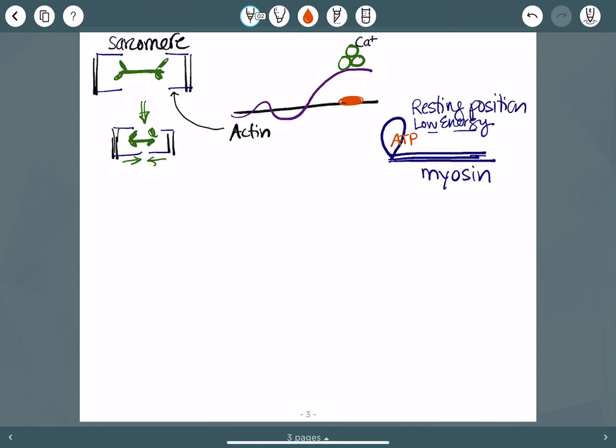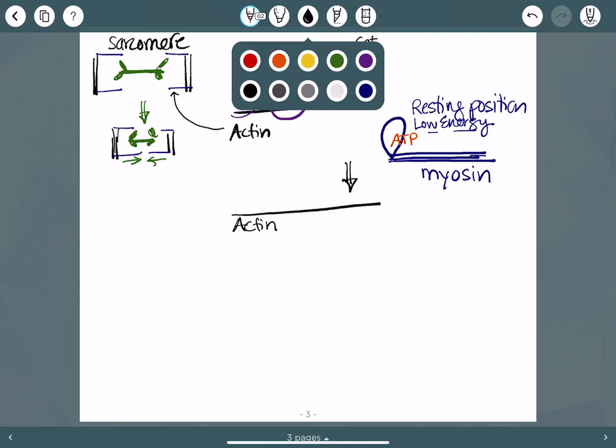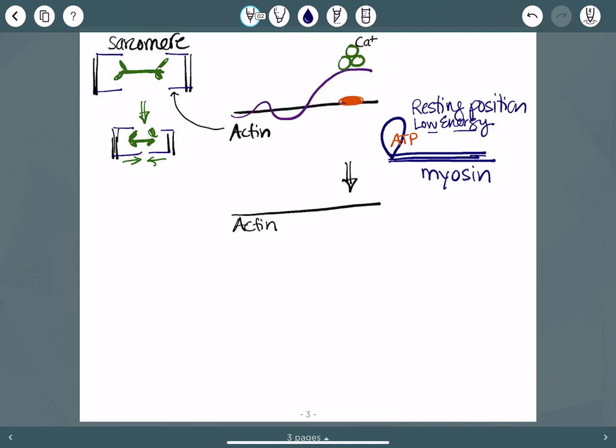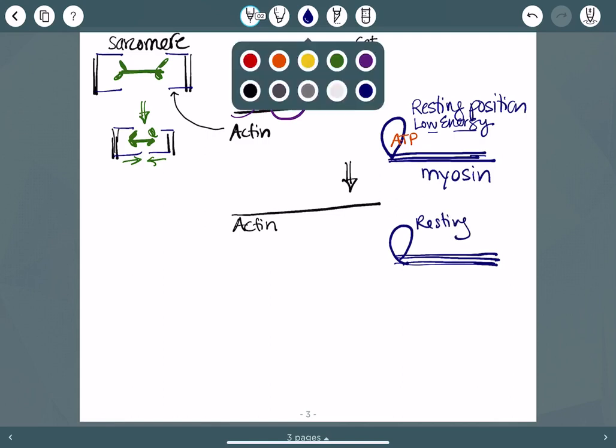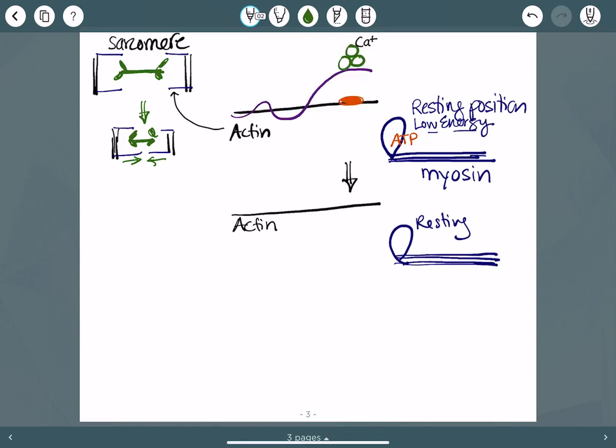So in your notes, it says the first step is to activate the myosin head. So what it means by that, if we redraw this, and for the rest of this drawing now, I will just draw the actin without the tropomyosin and the troponin for simplicity's sake. Here is the actin, and then we'll re-add in the myosin here. In step 2, we're going to activate. So here's when it was in resting. Let's turn it green for when it's activated.